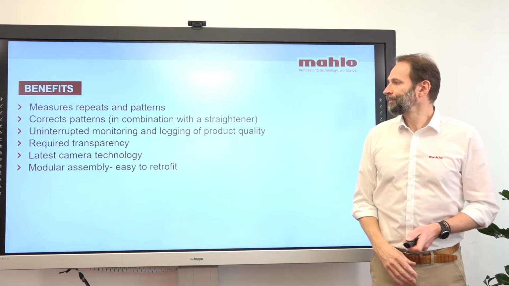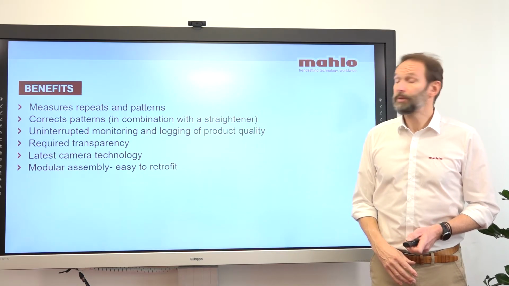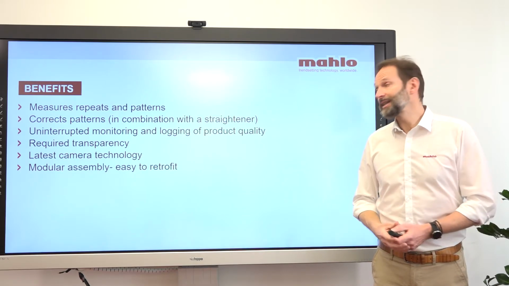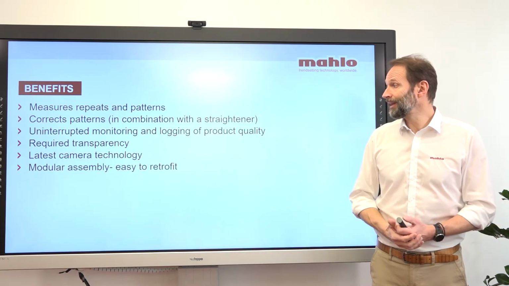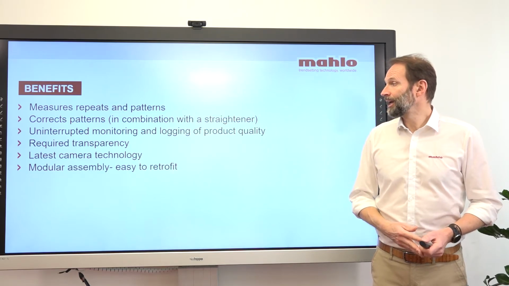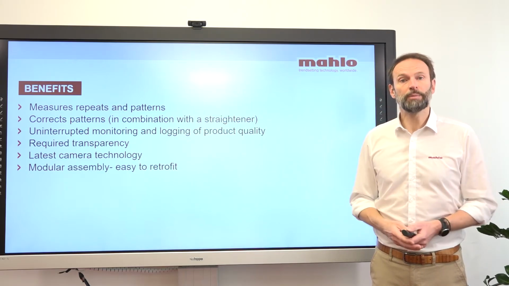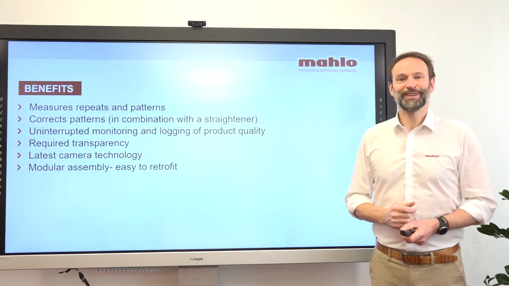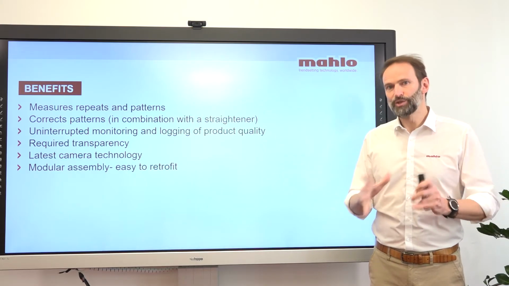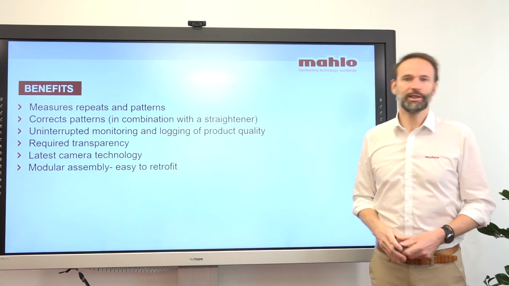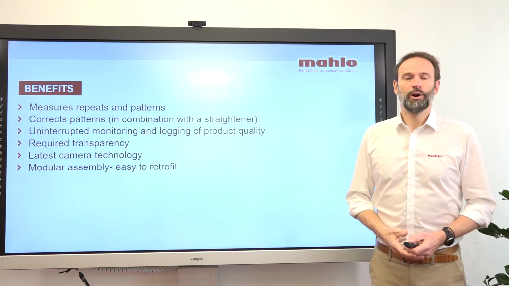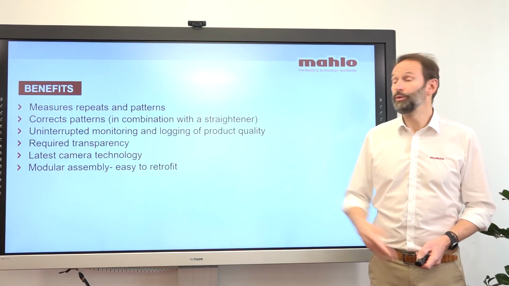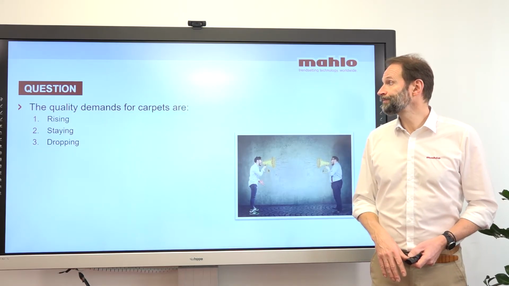Then it will also give you the transparency about what has been achieved for your final customer. And with the latest camera technology, you're always on top of things, and the modular assembly also gives you the opportunity to really install that unit in your production unit tomorrow or next week as soon as possible to improve things in your production.